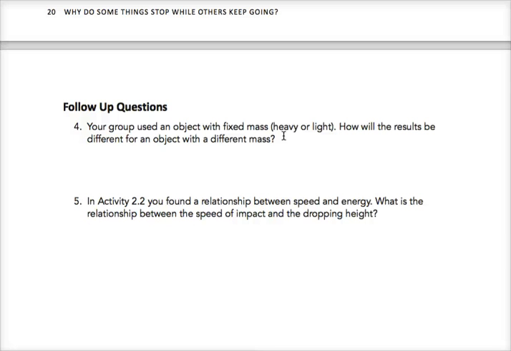And finally, number 5, in Activity 2.2, you found a relationship between speed and energy. If we remember what that relationship is, if you increase the speed, you increase the energy as long as mass stays the same. What is the relationship between the speed of impact, in other words, how fast that can is going when it hits the Play-Doh, and the dropping height? What is the relationship between the two? Go ahead and please answer that question. You can pause the video.